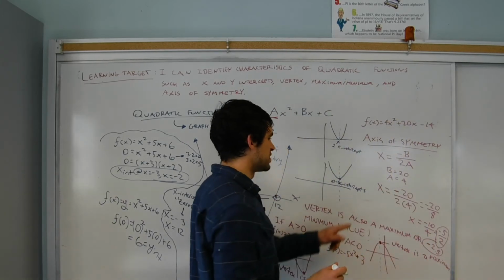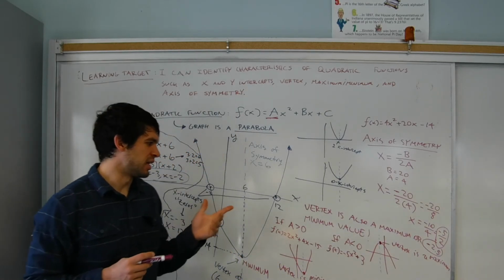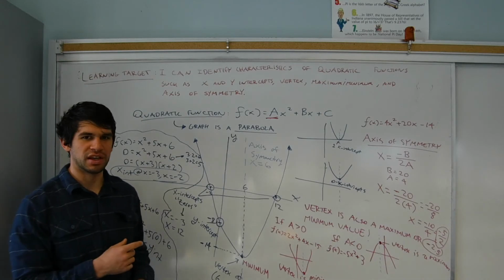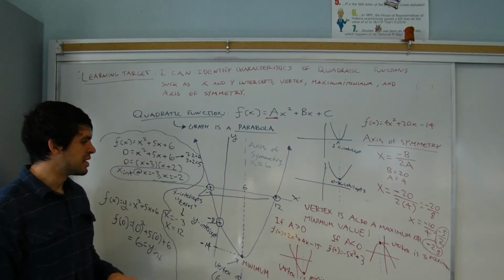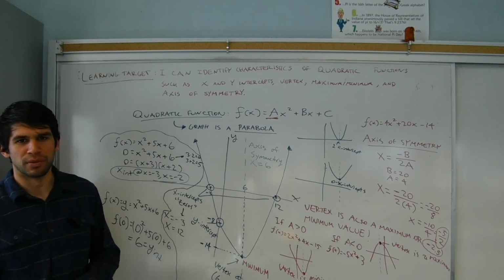So that is how you find the axis of symmetry algebraically, just really quickly, and we're going to go over that much more in depth in the next video, which is going to be on using these skills to actually graph quadratic functions that are in standard form.